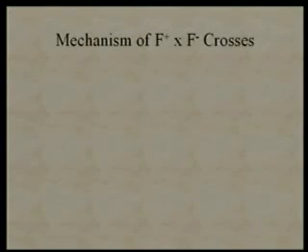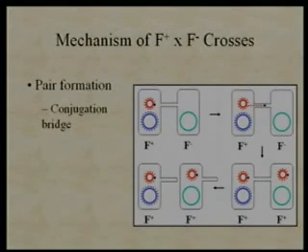And we'll start with the F plus by F minus crosses. All right, the first step in conjugation is pair formation. That F pilus makes contact with the recipient cell, and a conjugation bridge is actually formed between the two cells so that we have a continuum of the cytoplasm of these two cells. All right? So that's referred to as pair formation, or the conjugation bridge is formed.